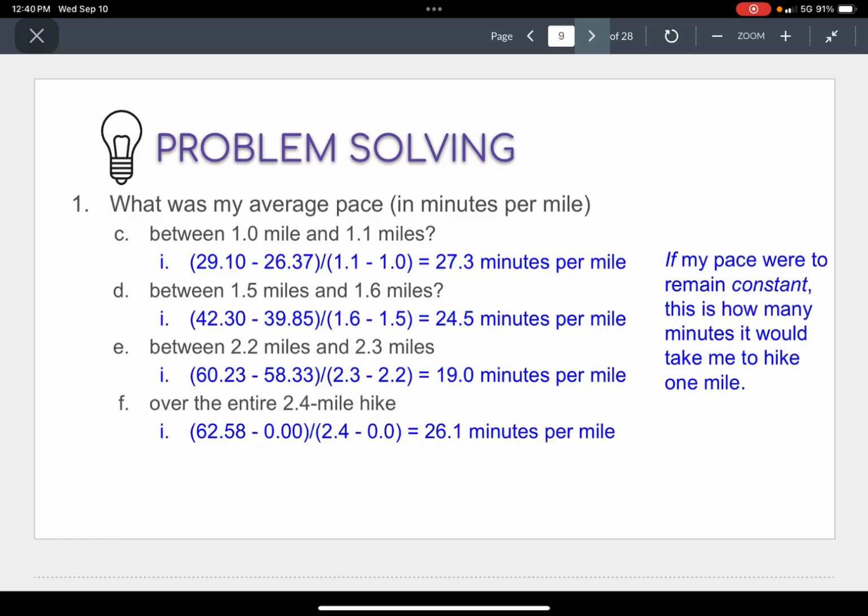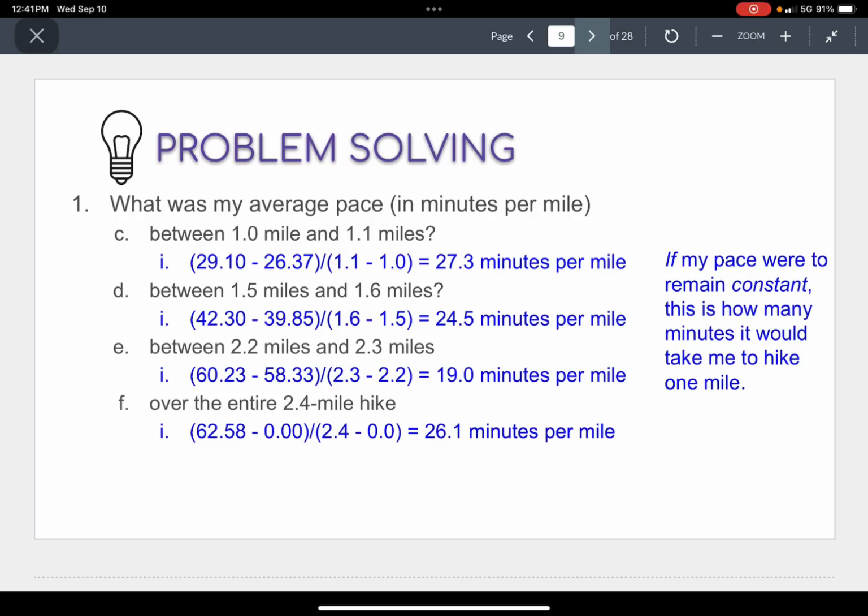We continue with this reasoning for the remaining problems. And we get 27.3 minutes per mile between 1 and 1/10 of a mile. Between 1.5 miles and 1.6 miles, we get 24.5 minutes per mile. Between 2.2 and 2.3 miles, we get 19 minutes per mile. And over the entire 2.4 mile hike, we get that my average pace was 26.1 minutes per mile.